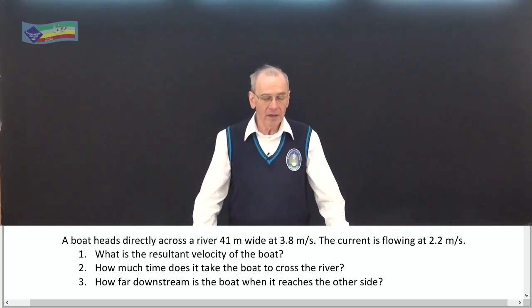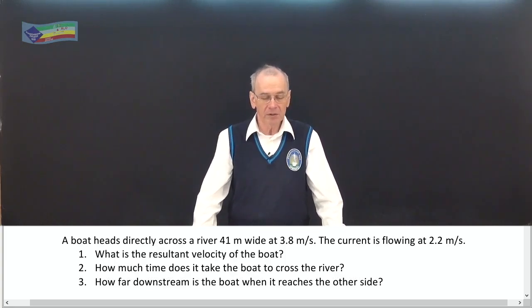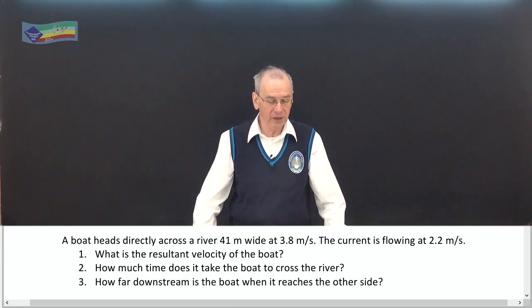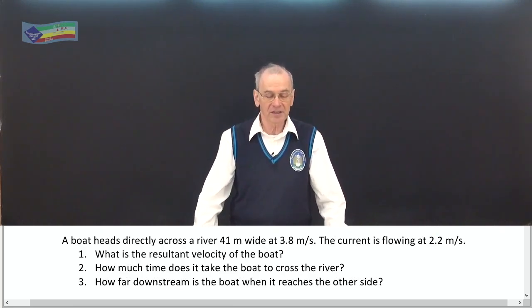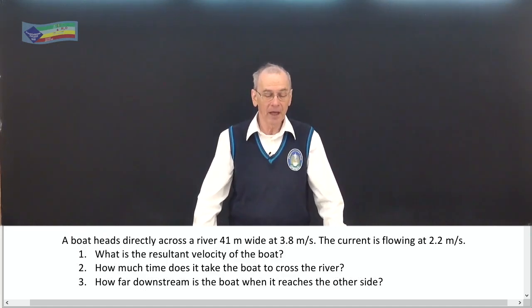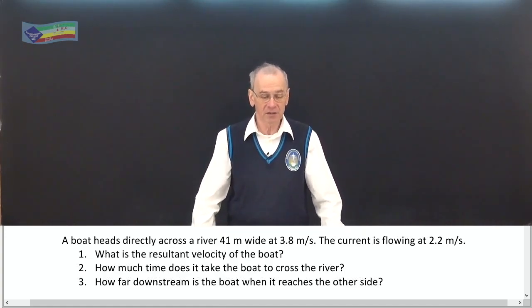A boat heads directly across a river 41 meters wide at 3.8 meters per second. The current is flowing at 2.2 meters per second. What is the resultant velocity of the boat? How much time does it take the boat to cross the river? And how far downstream is the boat when it reaches the other side?